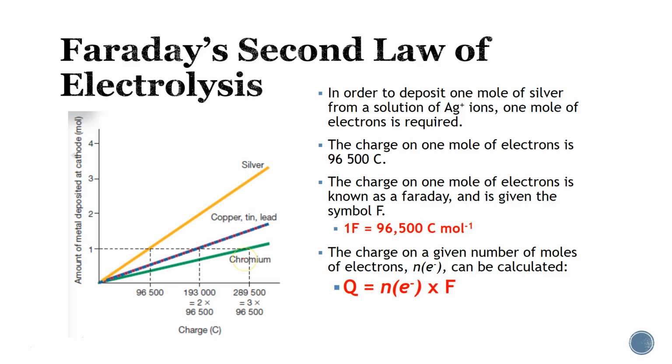And then chromium, good old Cr3+. If I want to deposit 1 mole of chromium and make a nice chrome bumper, I need to put through 3 moles of charge because I need 3 moles of electrons to account for that 3+ charge. If you remember, Cr3+ plus 3 electrons gives me Cr solid. So now we can see these half equations are critical because I need to be able to work out the stoichiometric ratio between my electrons and the metal I want to plate.